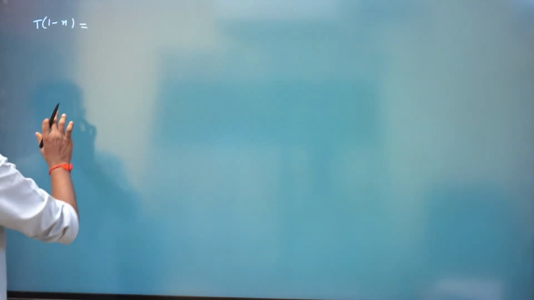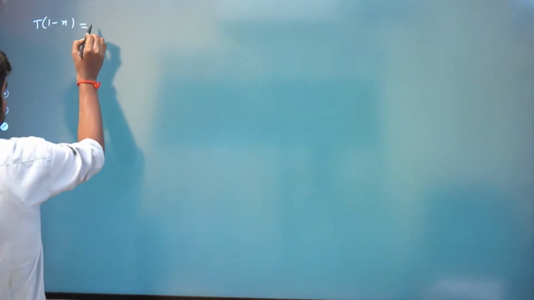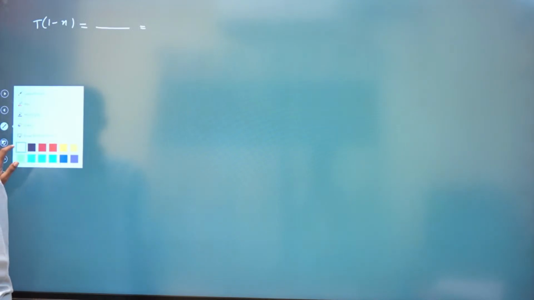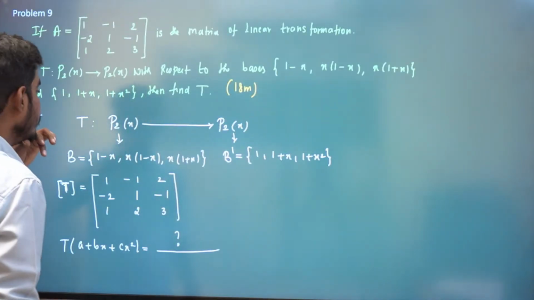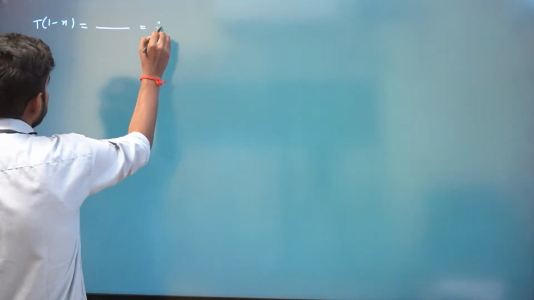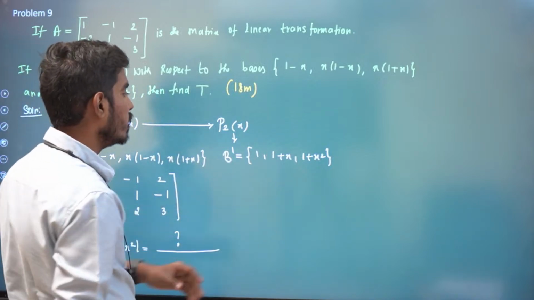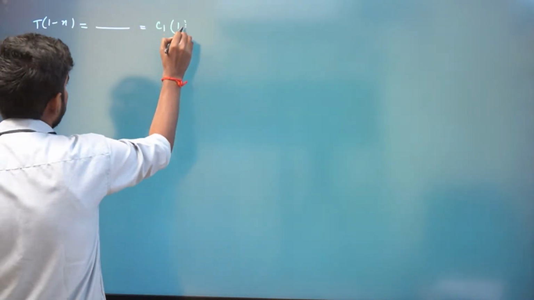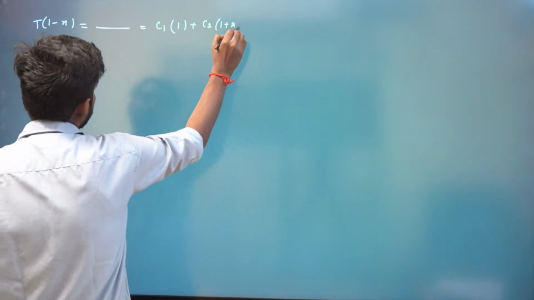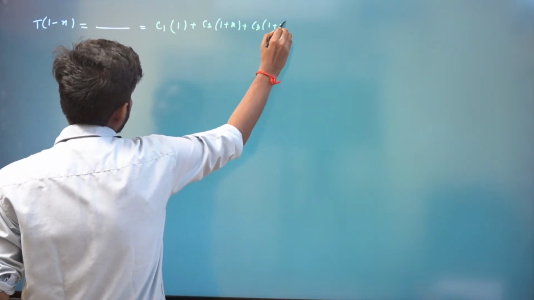Now, T of 1 minus x. What is T of 1 minus x? It will be some output vector that we don't know. But we can always write this vector as a linear combination of basis vectors of the codomain space. Yes or no? Yes. That codomain space basis is 1, 1 plus x, 1 plus x square.